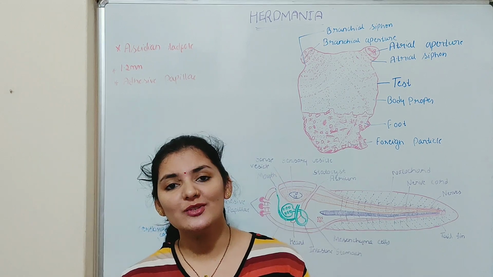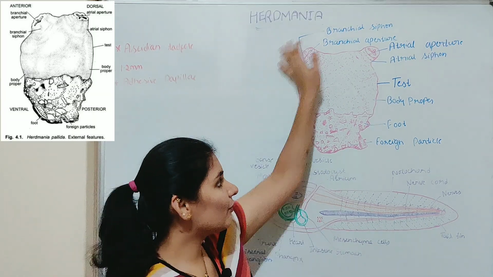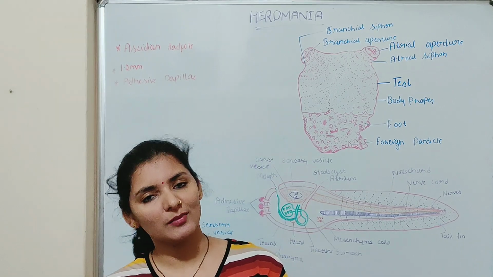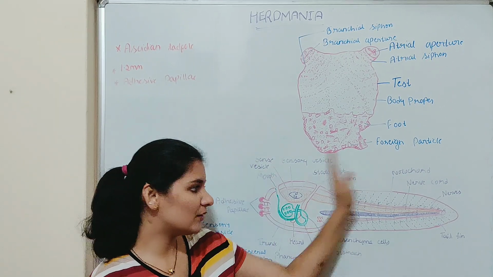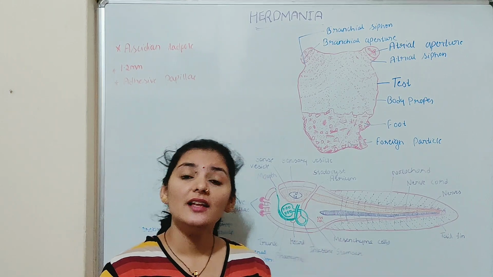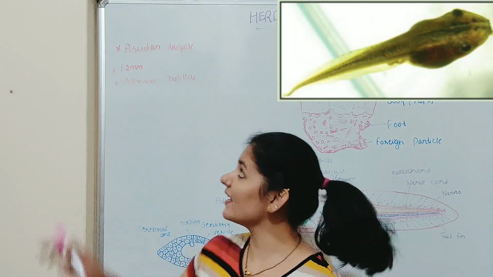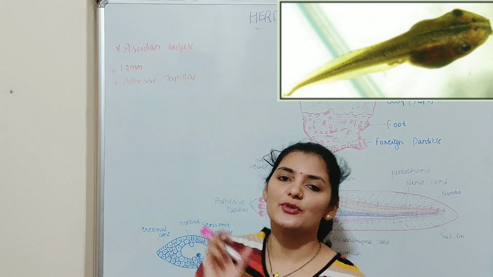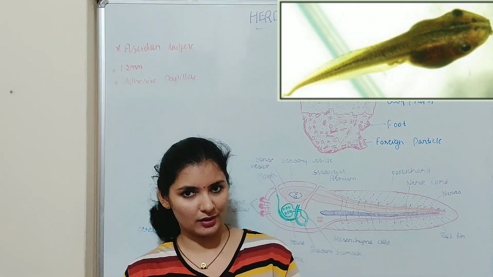In one of my previous videos, I discussed the morphology of Herdmania. In continuation with that, in this video, I'm going to talk about the structure of the larva of Herdmania. The larva of Herdmania is called an Ascidian tadpole. It is called an Ascidian tadpole because it resembles a tadpole of a frog.